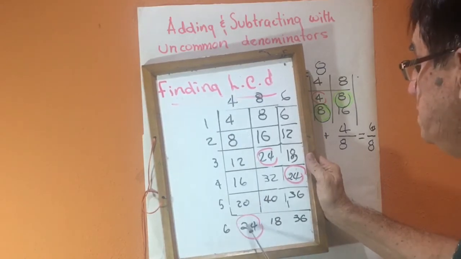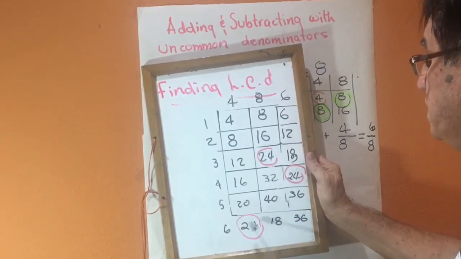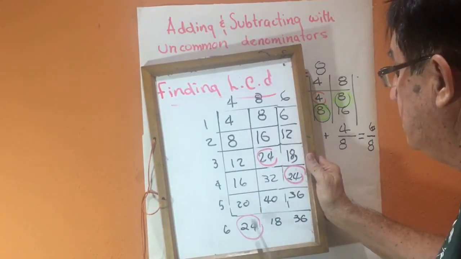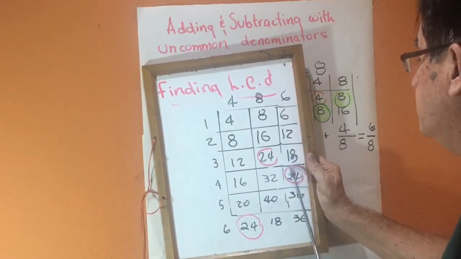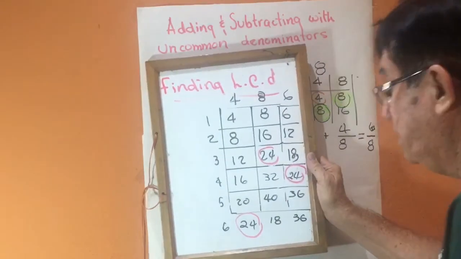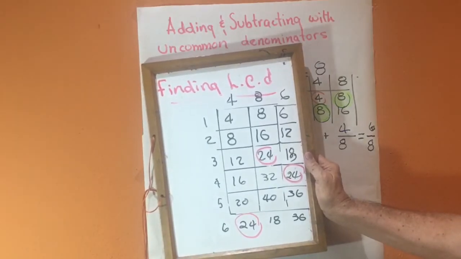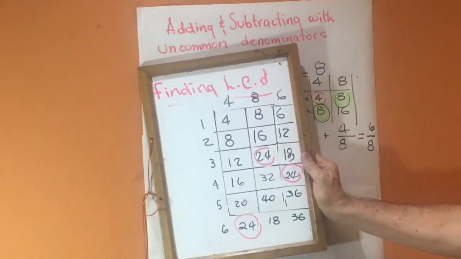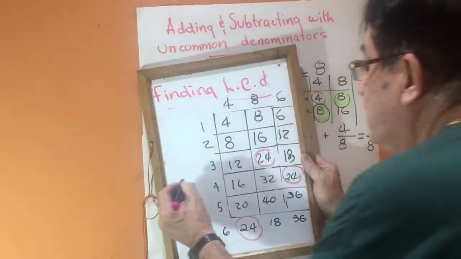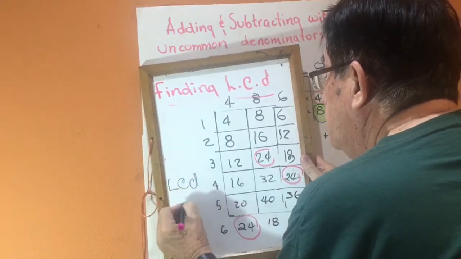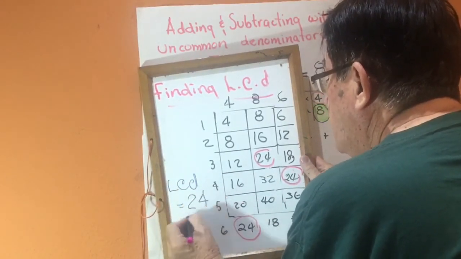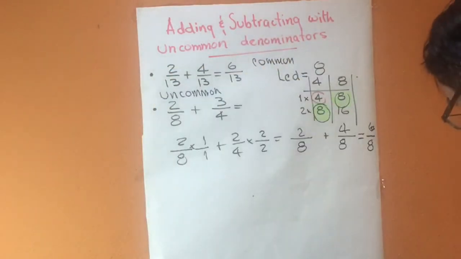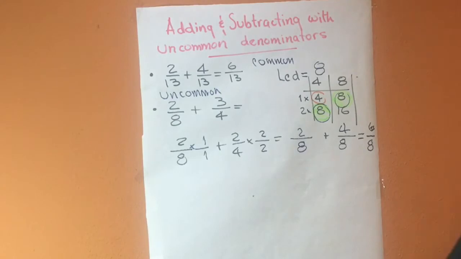Let's try 6. 6 times 4 is 24. 6 times 8 is 48. 6 times 6 is 36. Oh, now we can see in this line we have 24. In this line we have 24. And in this line is 24. Then we can say that our LCD has become the number 24. So LCD is equal to 24. This is the way we can find any LCDs for any addition of denominators.